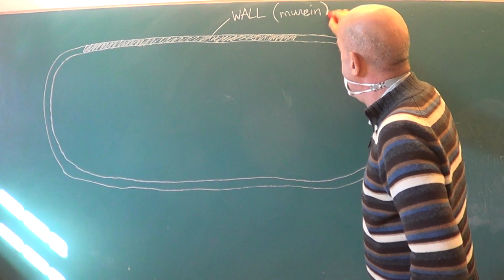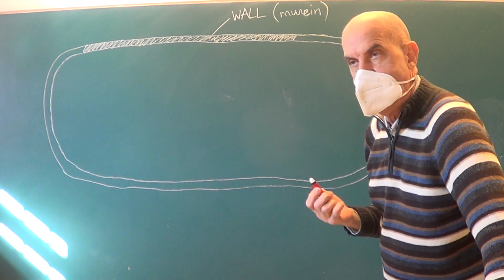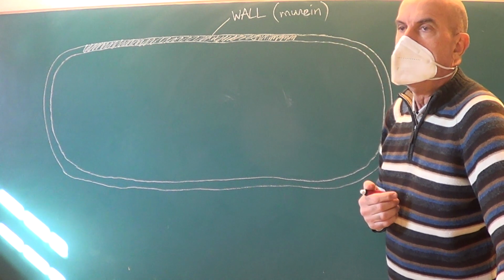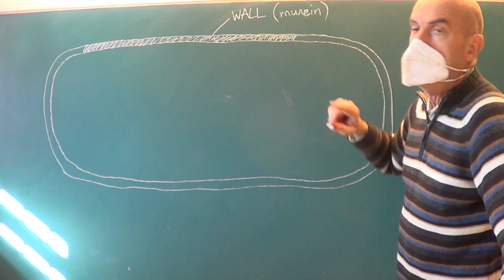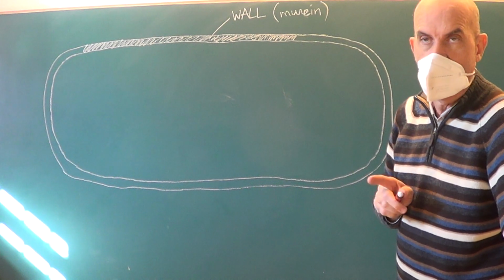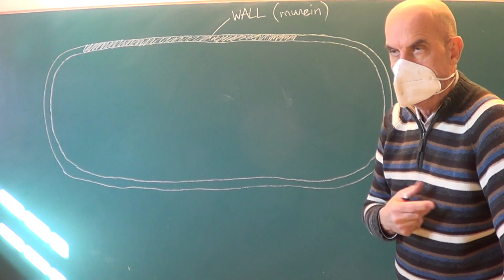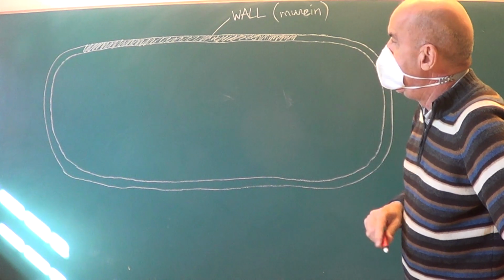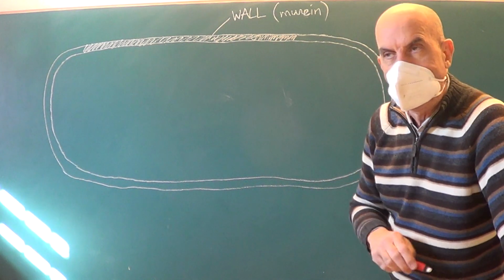Murein. It's a complex substance. It's a complex polysaccharide, exclusive to bacteria. It's not found in animal cells or plant cells or any other kind of cell, only in bacteria.